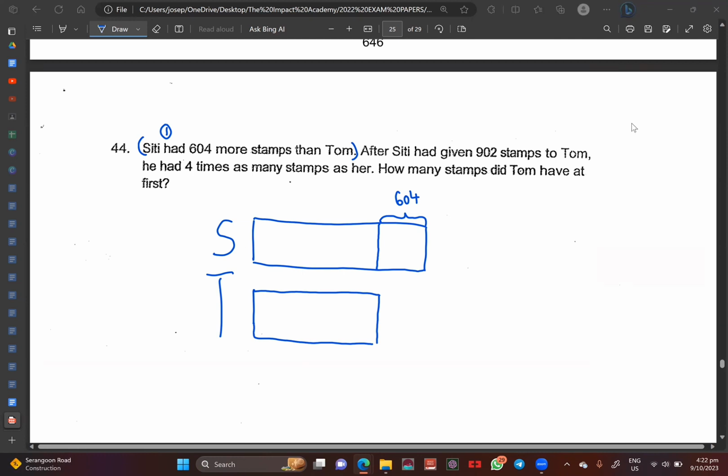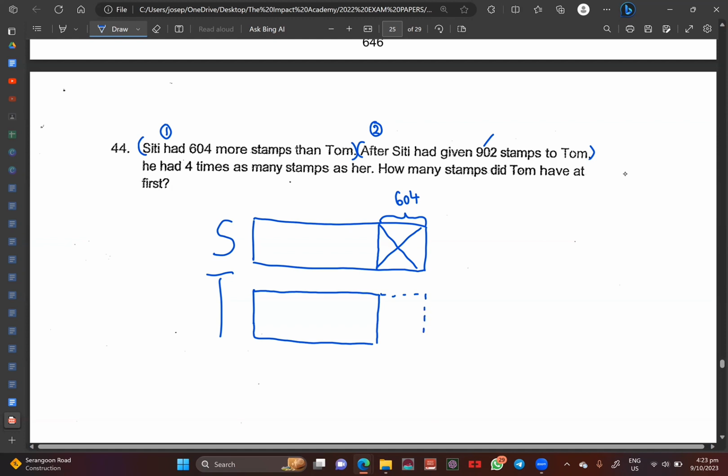Very good. Okay, now, once I'm done with this, I want to move on to sentence number 2, right? Like what I've always said, never read the whole sentence. After CT had given 902 stems to Tom, who gave who? CT gave. So we know that CT had given 902, right? So we are going to cross this out. Agree so far? And then we are going to show it in Tom.